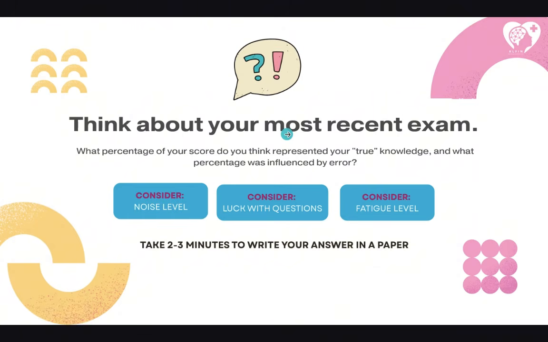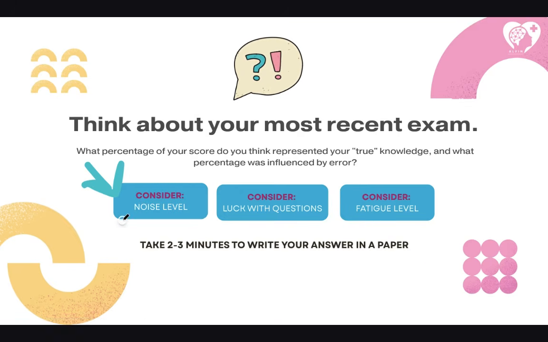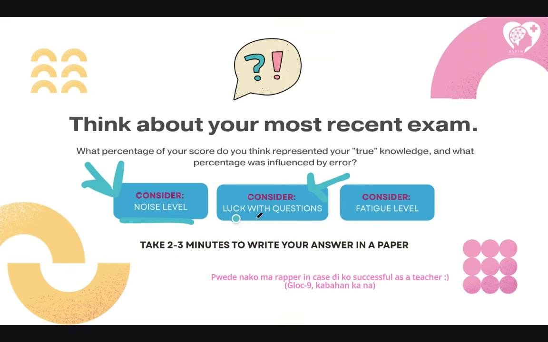So I want you to consider the noise level. Okay? So na dito section na nag-answer og very noisy na environment. And I want you to consider luck with questions. Na ko student na dunggan nako na wala siya nagtuon pero nakapasa, right? So possibly that person is just lucky, especially with multiple choice because it's probability. You have over 25% probability that you get the correct answer even without studying.